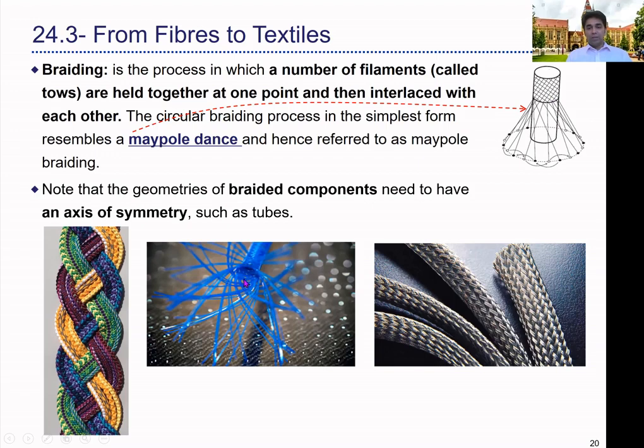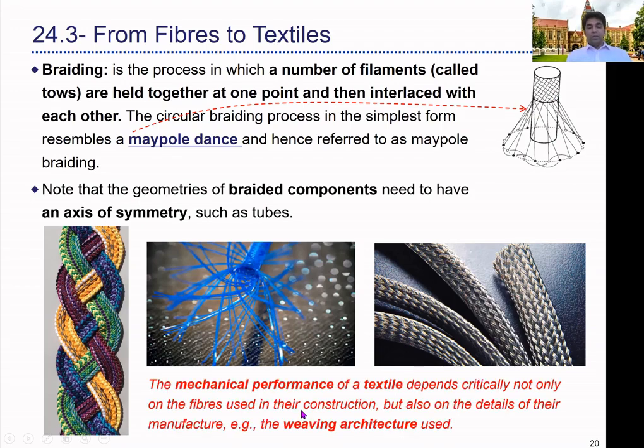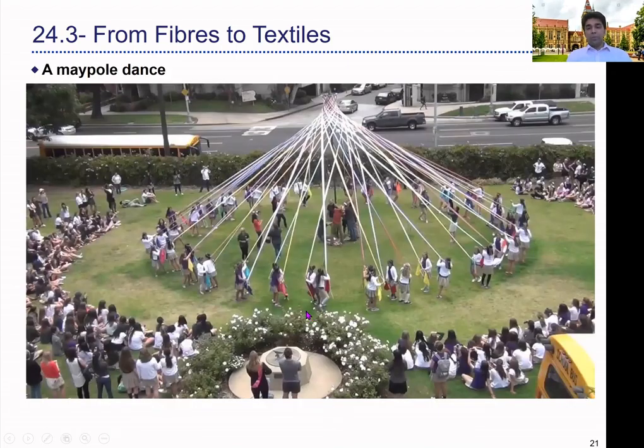In this one, it's a tubular shape again, something similar to this. So this is symmetrical around the central axis here. You can add this to your notes. The mechanical performance of a textile depends critically not only on the fibers used in their construction, but also on the details of their manufacture. So this is what we call the maypole dance.